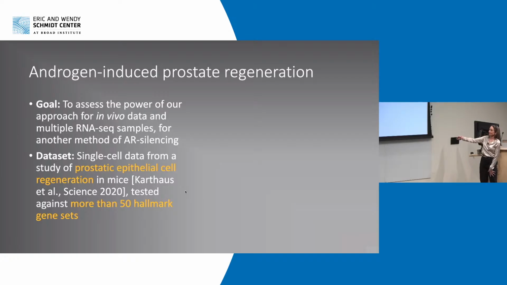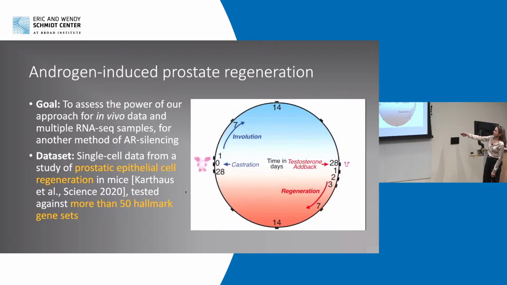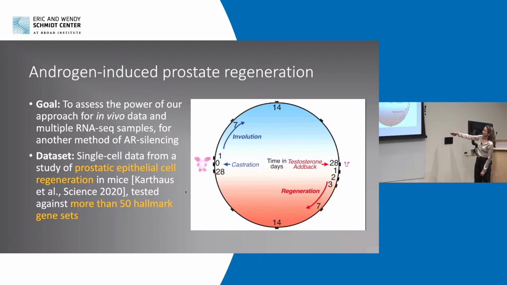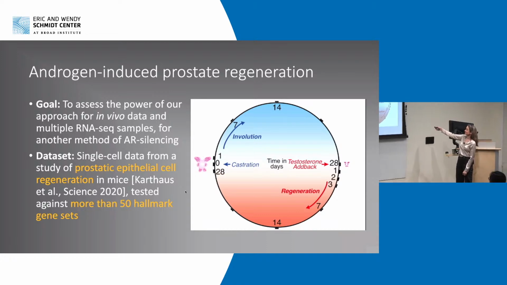So what we're looking at is data from a study of prostatic epithelial cell regeneration from Karthaus in 2020, and we looked at 50 different hallmark gene sets. So the process is this: you castrate the mice, and then the prostate involutes, and by 28 days it's reduced, I think, 90% or something like that. Then you add testosterone back, and it regenerates, and at the end of 28 days, it's practically back to normal. And then what the researchers did was to take samples at different times throughout this cycle to see what was happening with the cells. So you really have this time element, which is very explicit there.